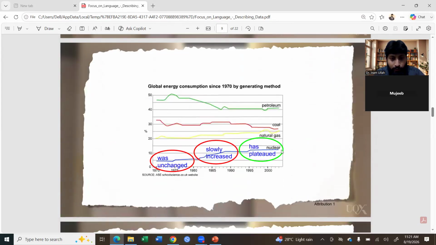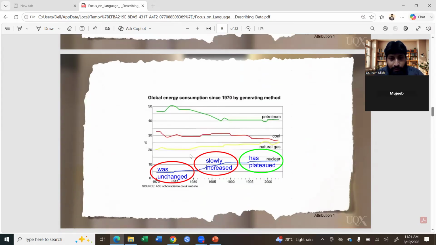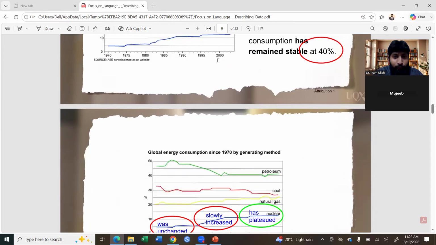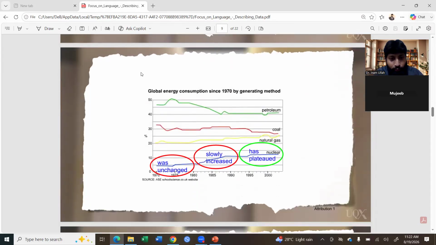Now, here we are moving up, right? Unchanged, right? Now, it's the same as remained stable. But if you are using the same word twice or thrice, the examiner will feel that you don't have much vocabulary. Your lexical resource is very limited, right? To show the examiner that you have a lot of words, instead of using the words remained stable, what was used? Unchanged, right?